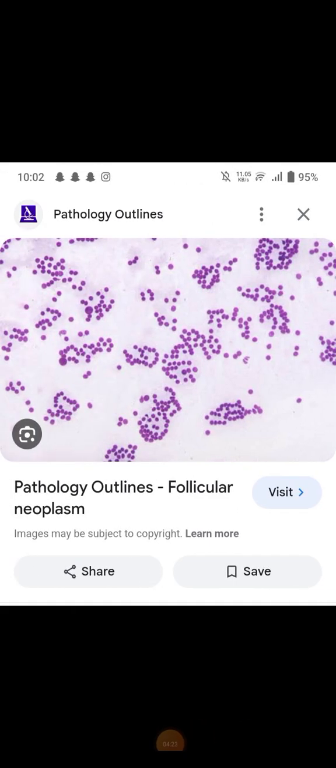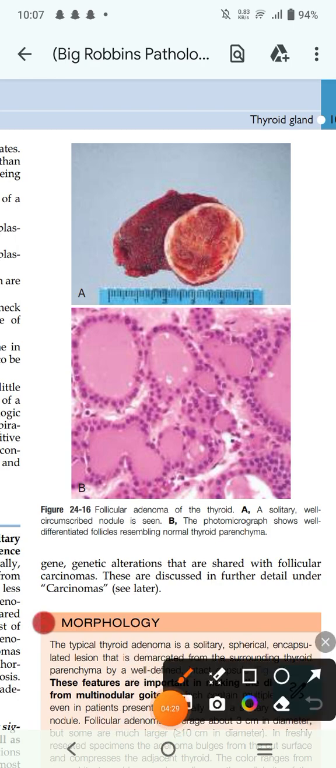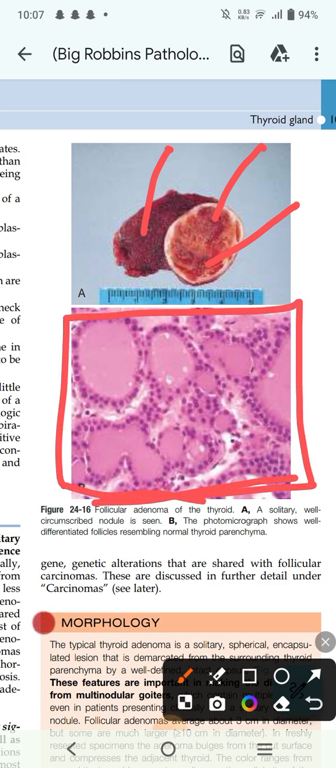This is also another picture of follicular neoplasm. Here is a picture from Robbins. You can also see that follicular adenoma is just like a solitary, well circumscribed nodule, and its color is red to brown. This is follicular adenoma. How can you say that it is adenoma? You must already know that in any sort of adenoma, the tumor just looks like the normal structure.